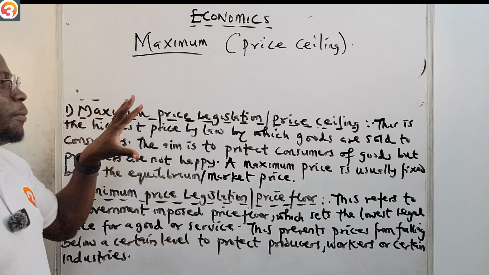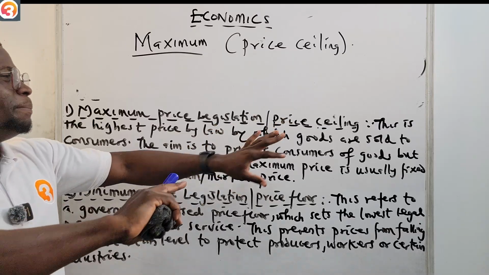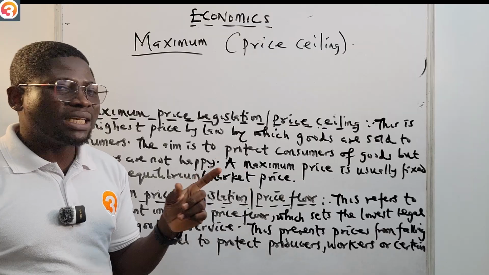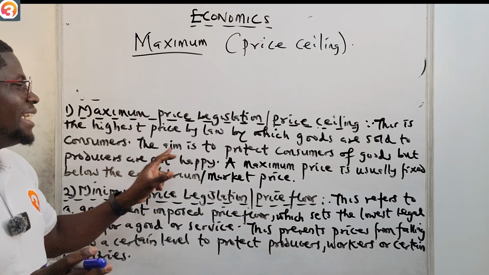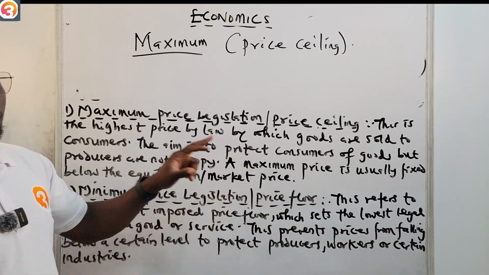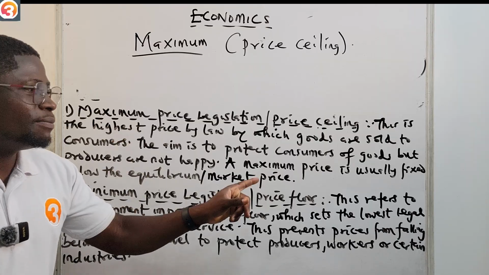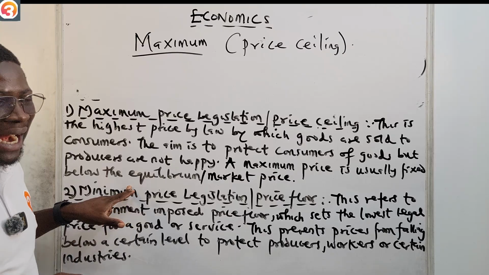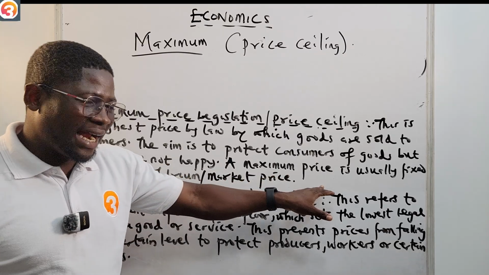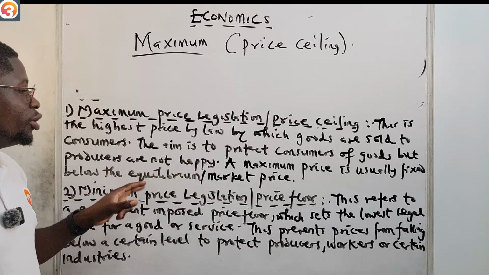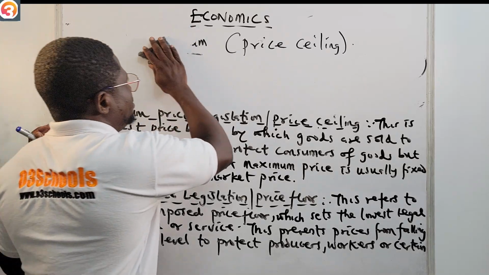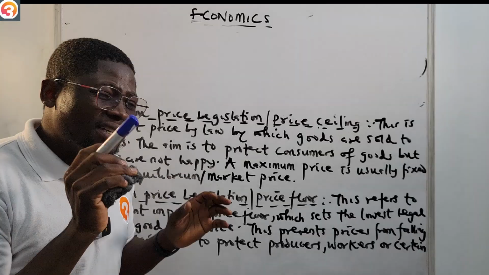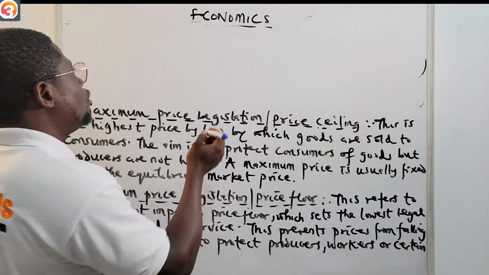So maximum price legislation is called the price ceiling. It is the highest price by law at which goods are sold to consumers, and the aim is to protect the consumers of goods, but producers are usually not happy. The maximum price is usually fixed below the equilibrium or market price. Please take note of all of that.